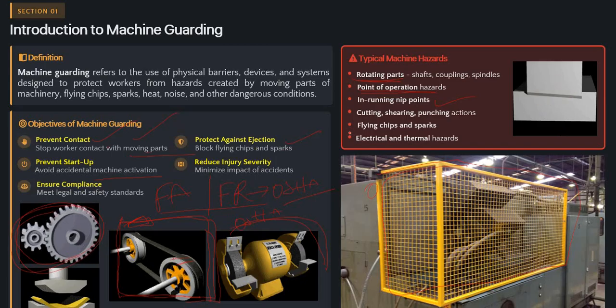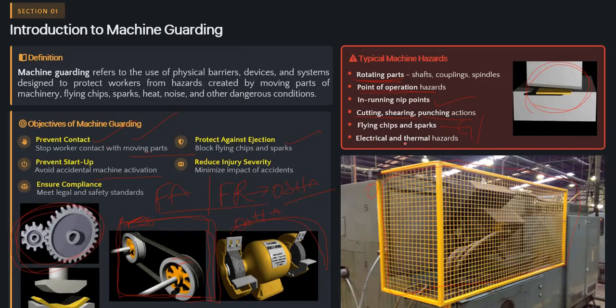And apart from this, there are chances of cutting, shearing, bending, punching actions. These are other mechanical hazards where it can cause amputation of fingers. And flying chips and sparks through grinding operations or buffing operations. And electrical and thermal hazards.